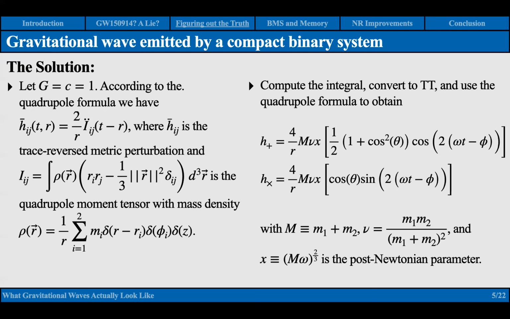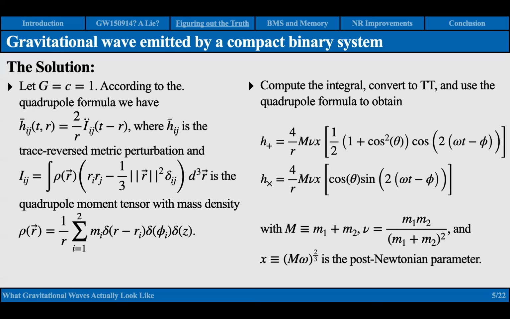Then you have this different angular dependence, depending on whether you're looking at the plus polarization or the cross polarization. And so that's pretty cool, right? Just from some simple math, you can work out what the gravitational wave emitted by some binary is and do some pretty rough estimates on how likely it is to observe such a thing.